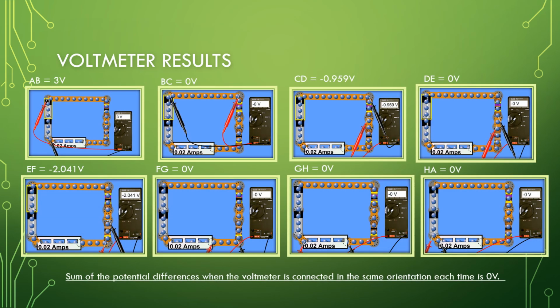The potential differences across each section of the circuit were recorded using the experiment software. If the voltmeter was oriented in the same positioning in each section as it was in my experiment, the sum of the potential differences was 0 volts.